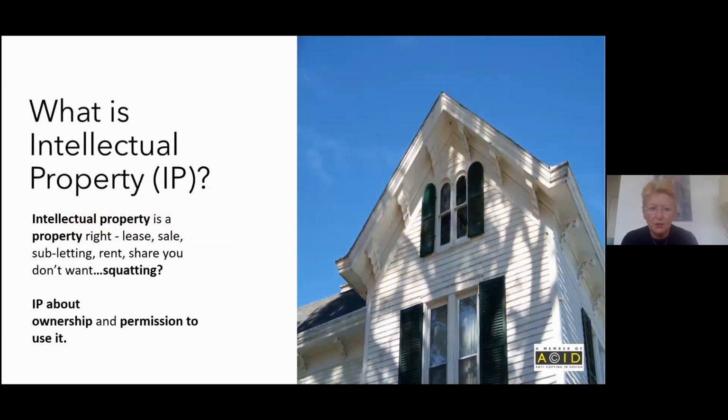There is a lot of confusion about intellectual property, and I look at it in a very simple way, which is I look at the analogy of a house or a home. So intellectual property is a property right, as it says here. And just the same as you could do for your home or flat, you can lease it, sell it, sublet it, rent it, or share it. You don't want squatting. So intellectual property, very simply, is about ownership and permission to use your property.